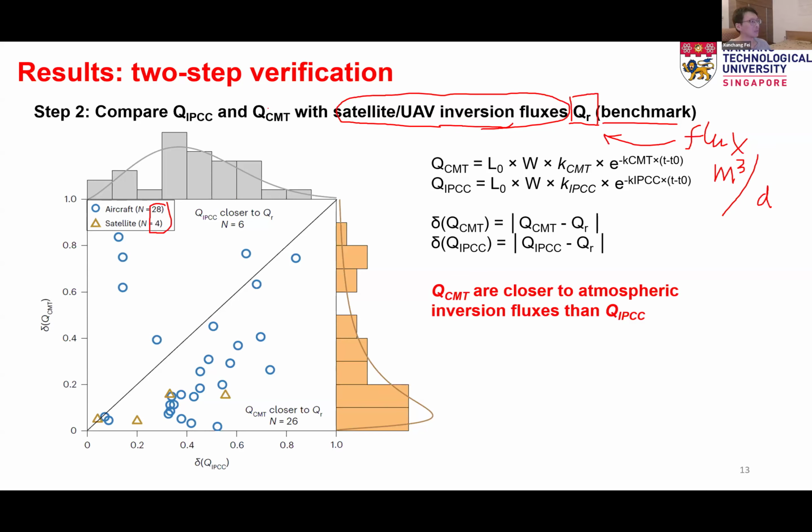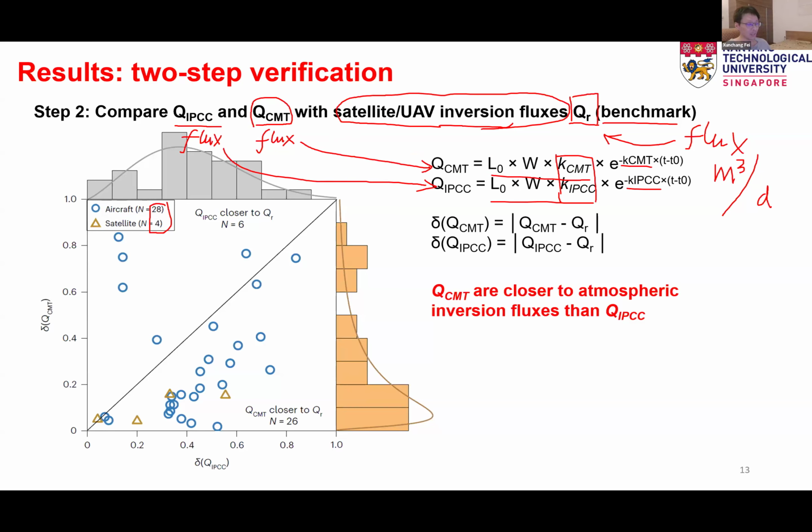For these sites, we can also get the site information, get the K value, and calculate the improved flux called QCMT. So it is the flux that we estimate using our improved approach called CMT approach, which the equation is shown here. And correspondingly, we can also calculate the flux using the default IPCC value for that site, called QIPCC here, right? So you can see that basically it's the same first order decay equation, just that we have 2 different K values here.